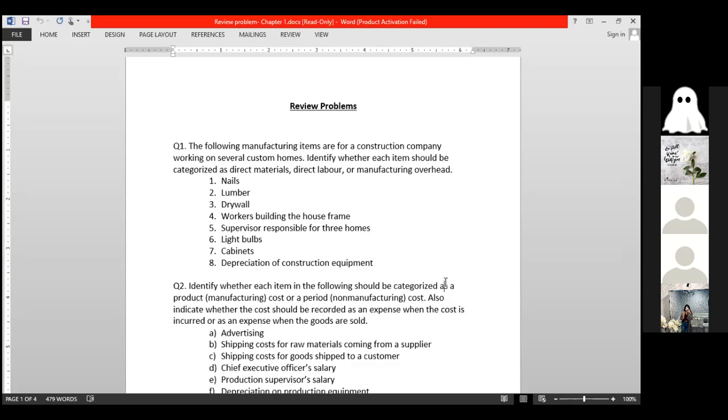Okay, so I want you guys to identify them now, right? Just as we did in financial accounting, identifying whether a transaction is an asset, liability, income, expense, or equity, we have to identify if these expenses are direct material, direct labor, or manufacturing overhead. So nails. Who can answer that? Where do nails belong?